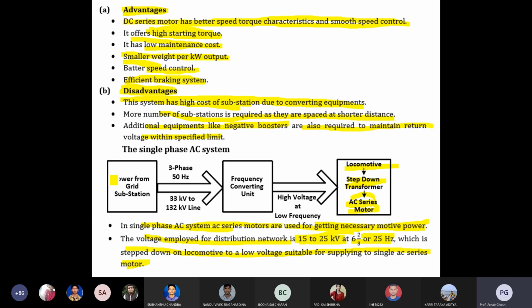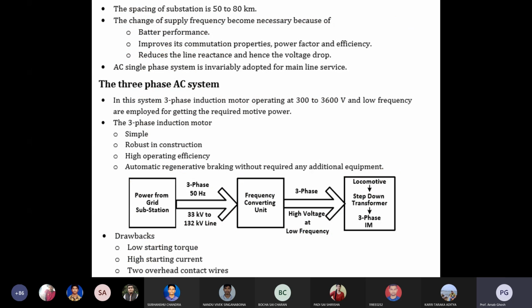So what is there? Power grid substations step down the power, three phase 50 hertz, to a 33 kV to 132 kV line. Then a frequency converting unit gives high voltage at low frequency. The high voltage is 25 kV, with low frequency, in a single wire. So these are the basic configurations. The spacing between substations is normally 50 to 80 kilometers. That is the distance we are talking about between two traction substations.